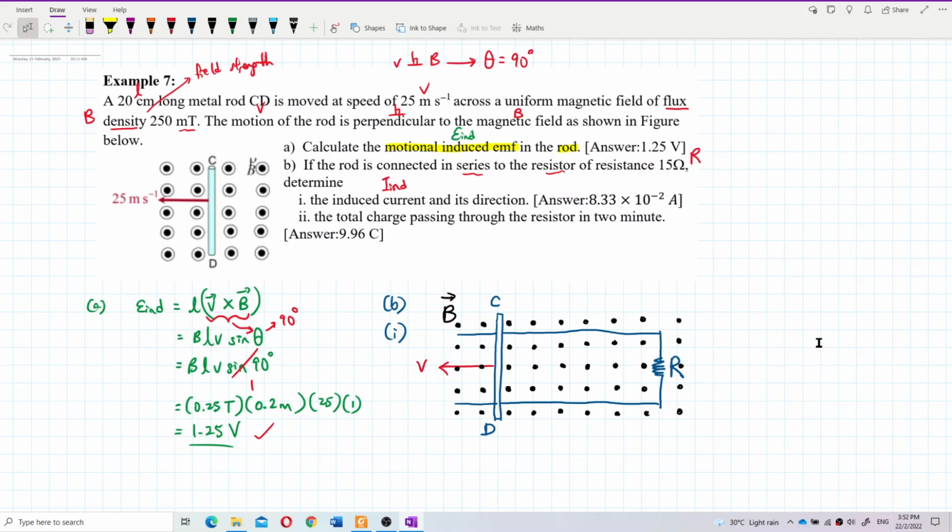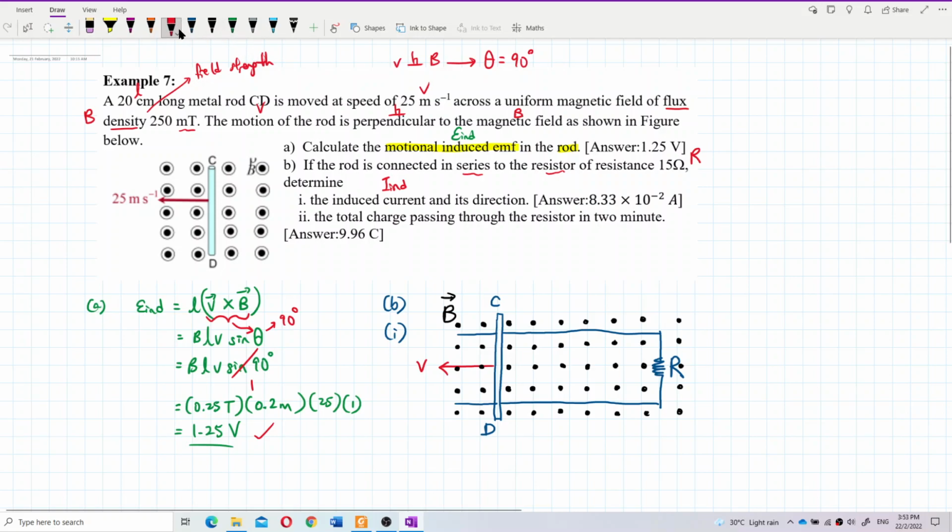Now here you can see I have drawn it out. You can see the conductor is connected in series with a resistor. So this CD is moving to the left. When this rod CD moves to the left, it becomes like a battery, because it gets induced EMF. Because we know that a battery gives out EMF, isn't it?